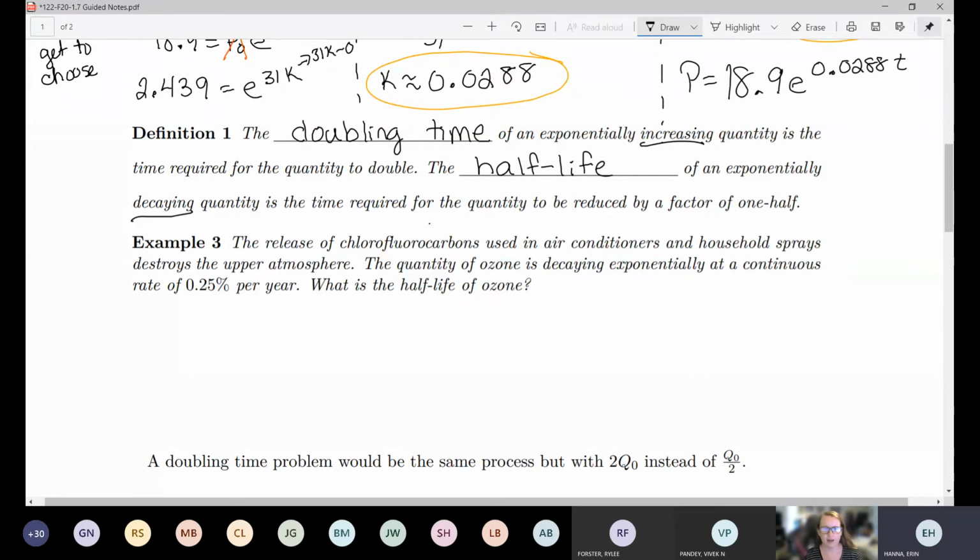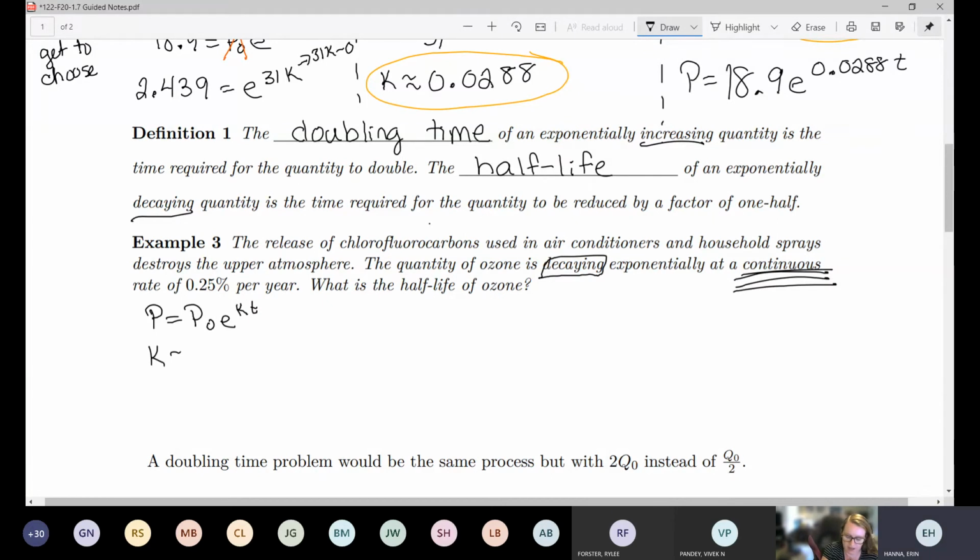So let's say we have this example: the release of chlorofluorocarbons used in air conditioners and household sprays destroys the upper atmosphere. The quantity of ozone is decaying exponentially at a continuous rate of 0.25% per hour. What is the half-life of ozone? Since we're working with continuous, we know we're in the e to the kt form.